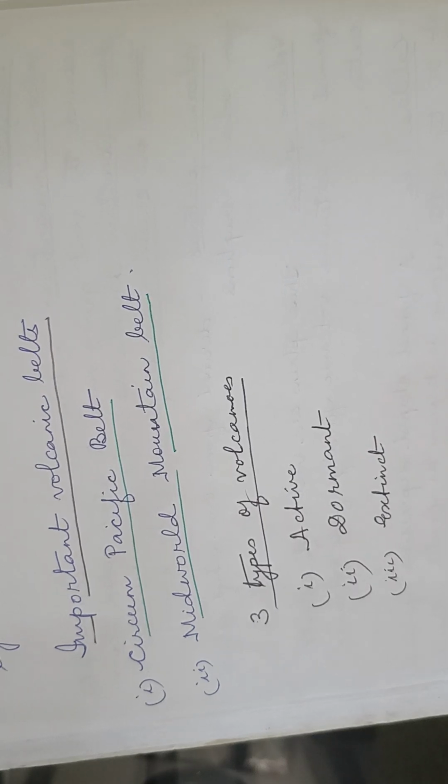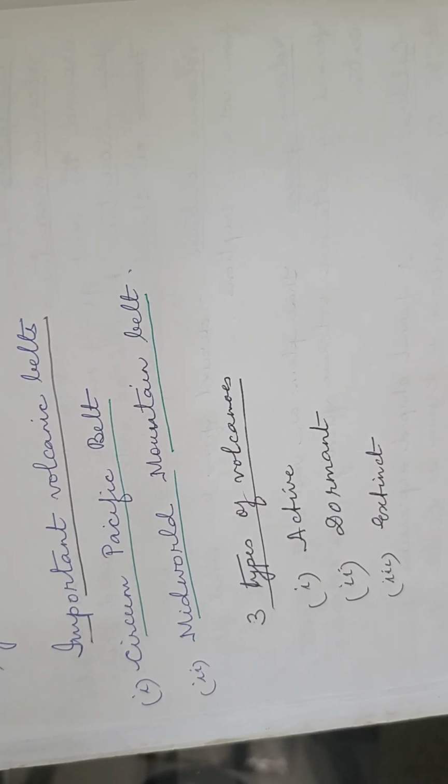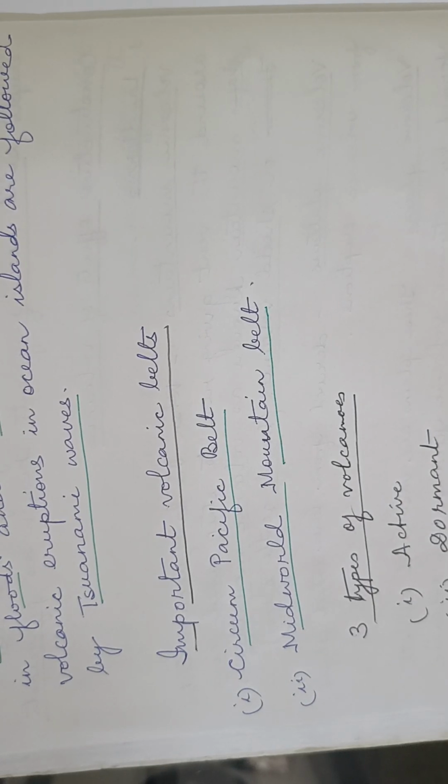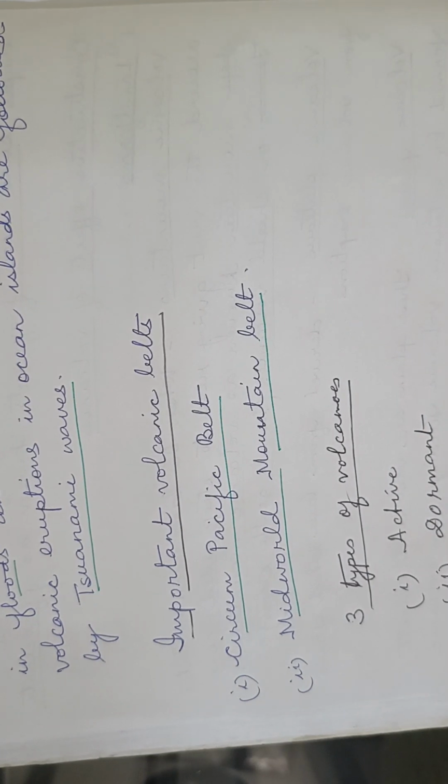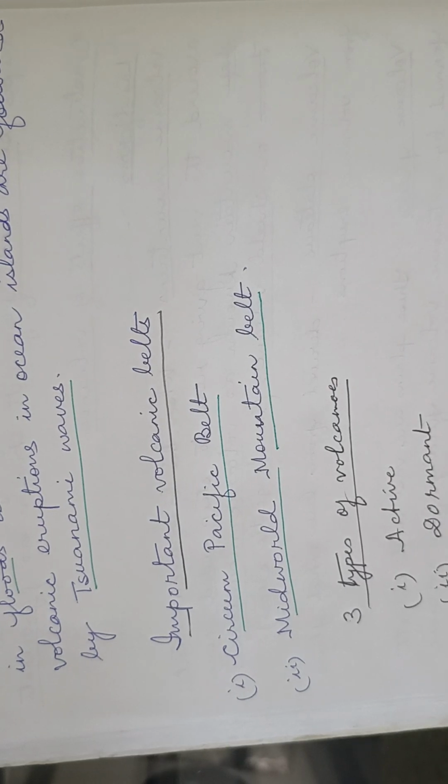Apart from this, the very important questions that come in this chapter are: what's the definition of volcano? What are the constructive and destructive effects of volcano? What are the three different types of volcano: active, dormant, extinct? And the two important volcanic belts, that is Circum-Pacific Belt and Mid-World Mountain Belt. Examples are very, very important.